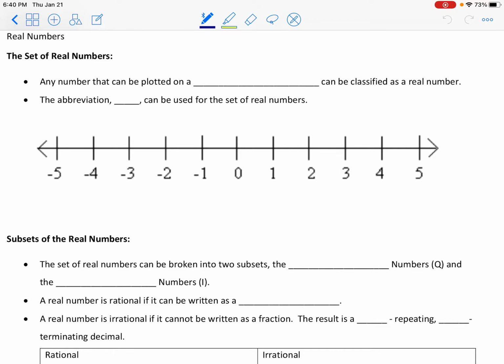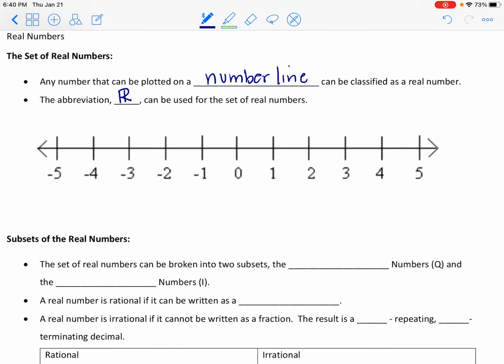But for now, what is a real number? Okay, that's just about every number we know. Any number that can be plotted on a number line can be classified as a real number. And the abbreviation for the real numbers is a capital R, and sometimes you'll see it with a little extra line through it. So that abbreviation R can be used to identify the set of real numbers.